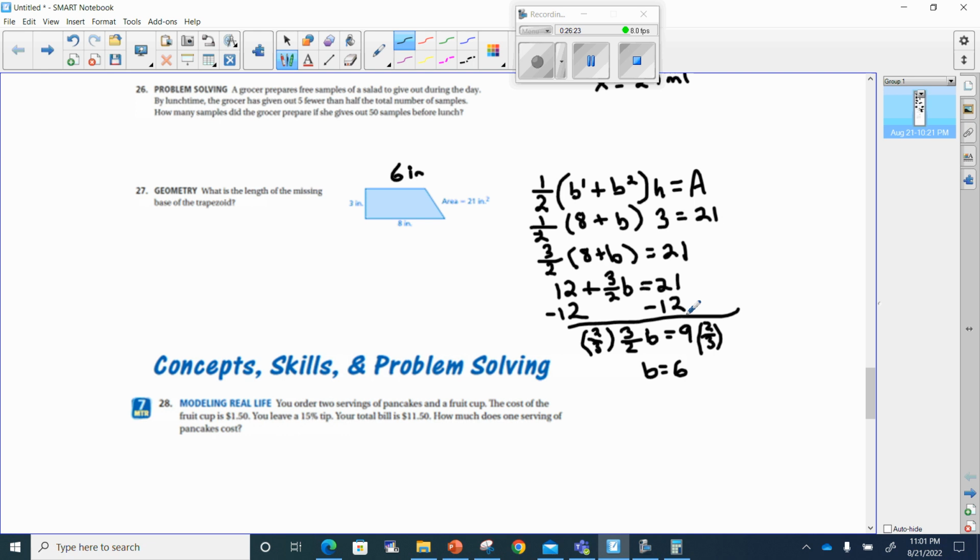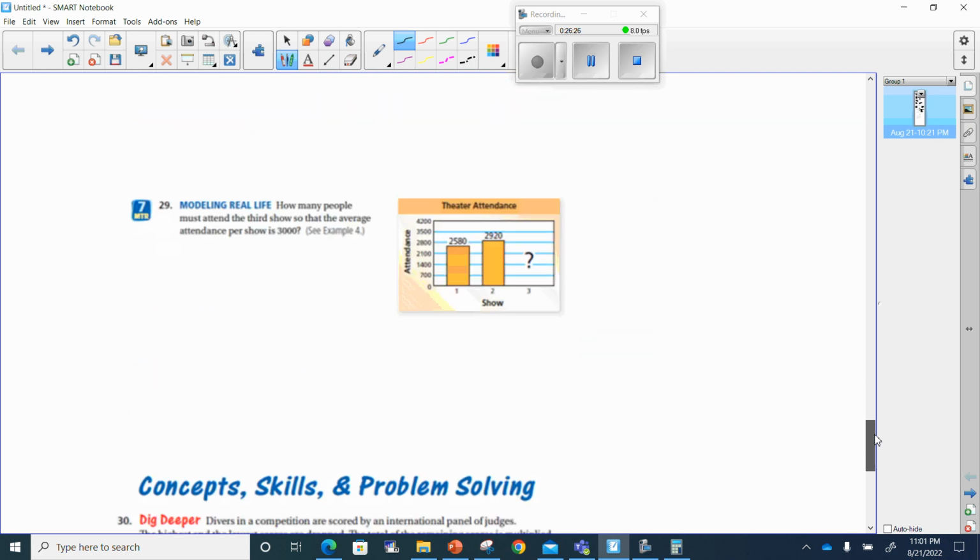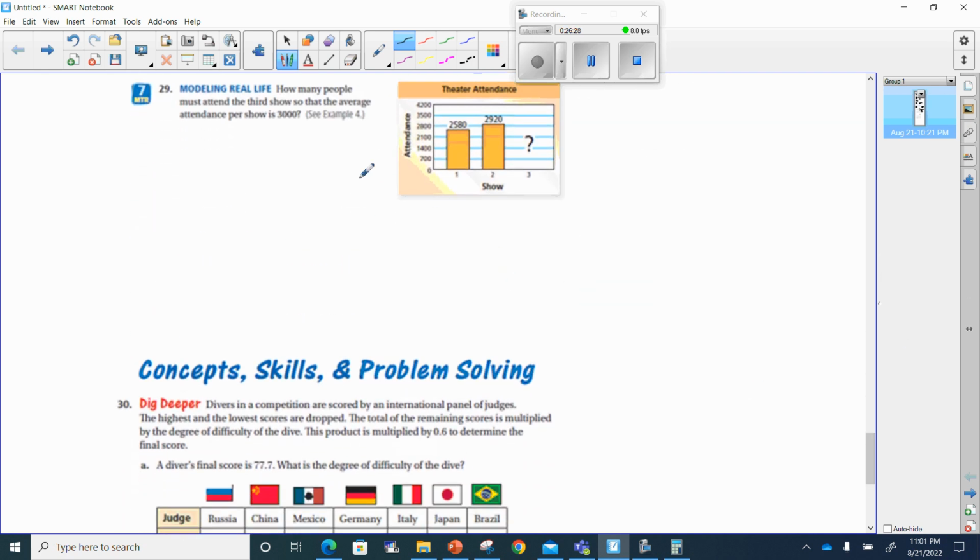I'm going on to number 29 now. How many people must attend the third show so that the average attendance per show is 3,000? We're trying to figure out, remember we have show number 1 and show number 2, right? We want the average to be 3,000. So how many people have to come to this third show to get that? Well, we know to find the average, we have to add all these together and divide it by 3. So let's write that down to start off with.